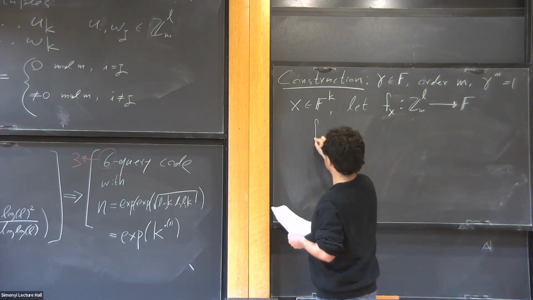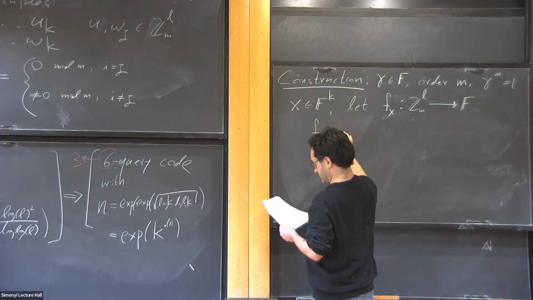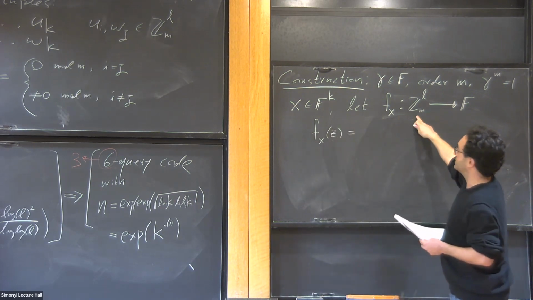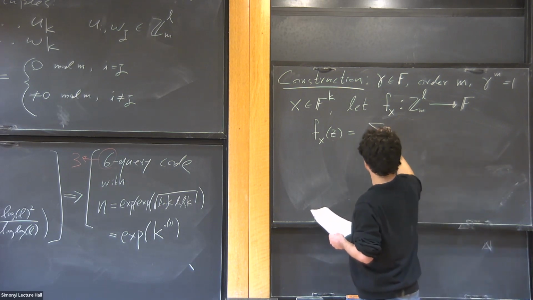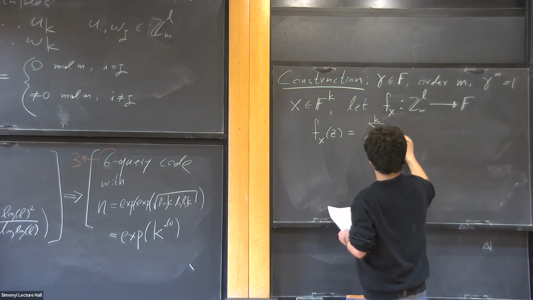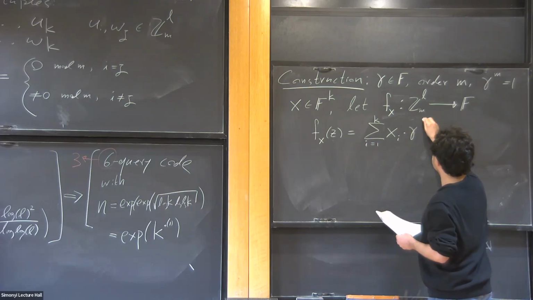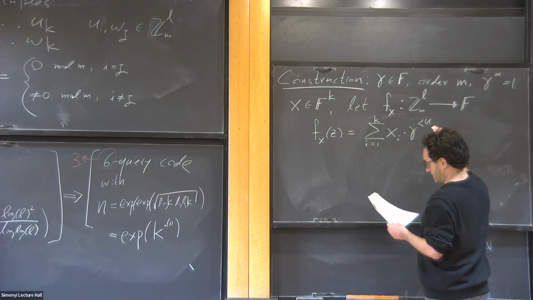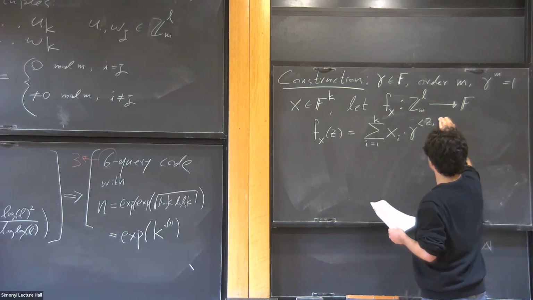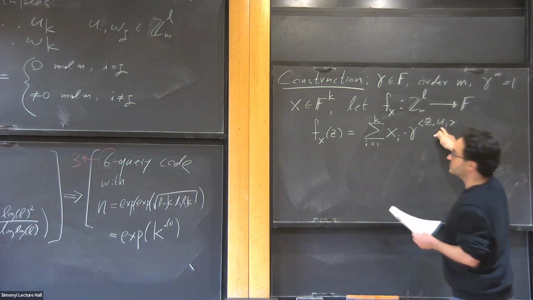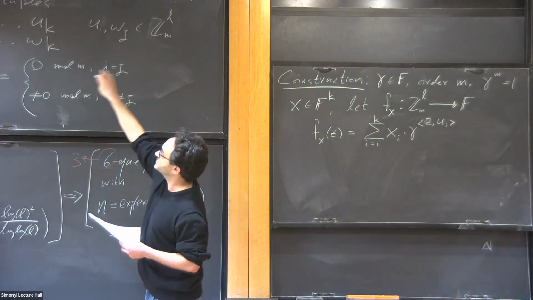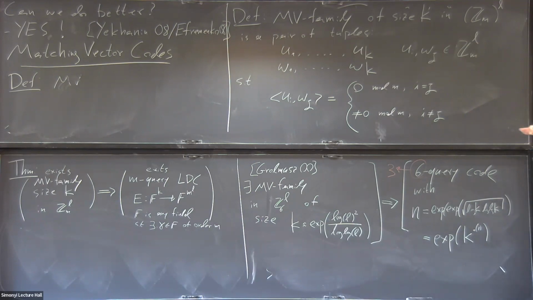And the function is f_x of z, where z is in Zm to the L, equal to the sum from i equals 1 to k of x_i times gamma to the inner product of z and u_i. But the u_i's are the vectors at the top. So you take this family, you use the top row for the encoding and use the bottom row for decoding.